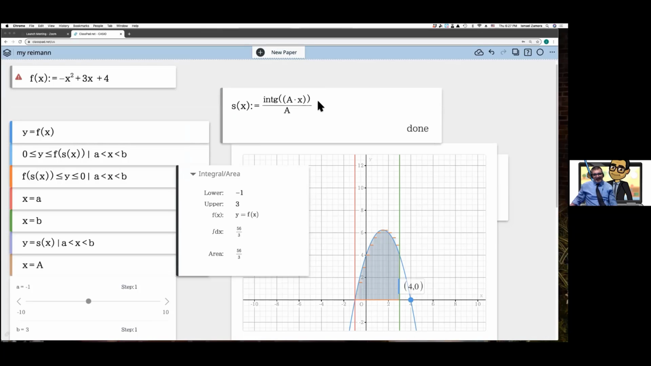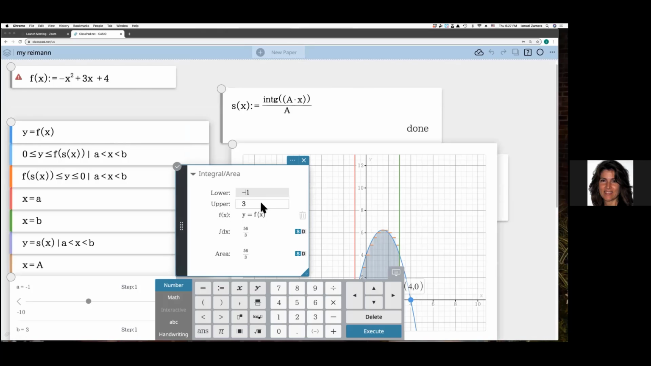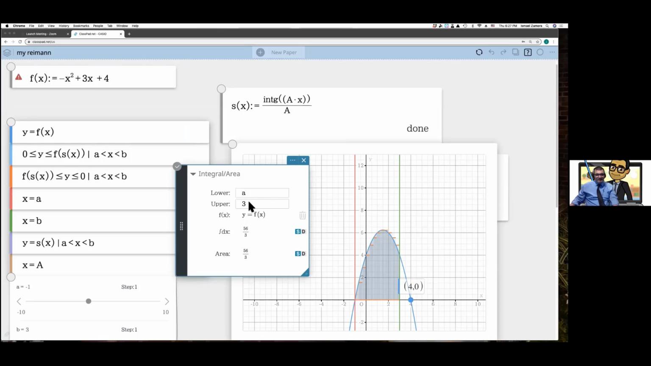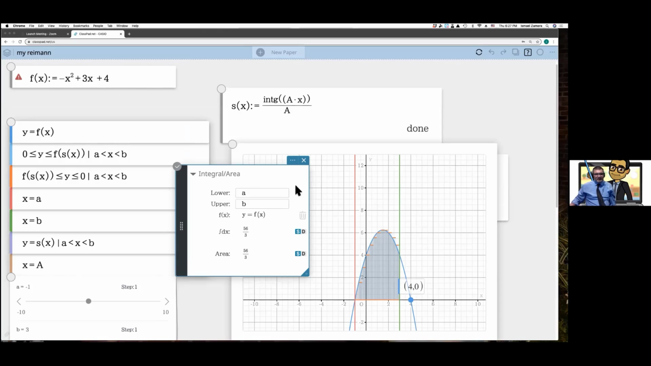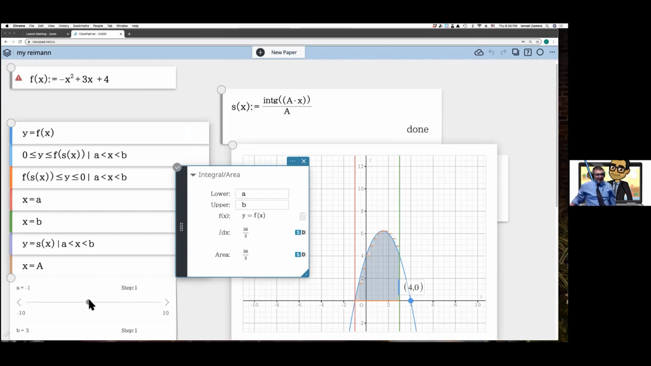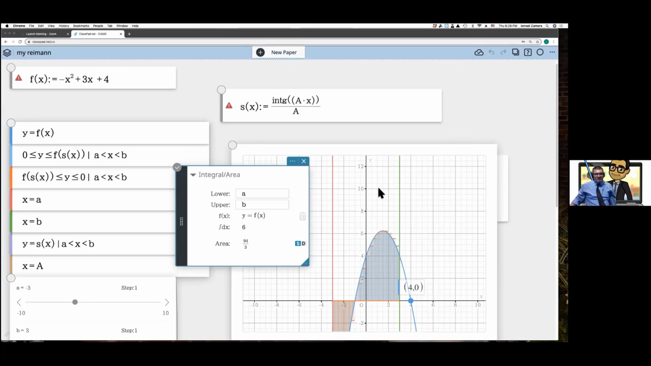Nathan is amazing. I think, in that integral area, instead of the lower and upper limits being constants, couldn't you just put in A and B? I think you can. Because then you'd be able to move that and match not only the rectangles, but also the area. Yeah, look at that, it gives me the same thing. Now if you move the sliders, it all goes together. Yep, there it is, 94 over 3, and it gives me the area.